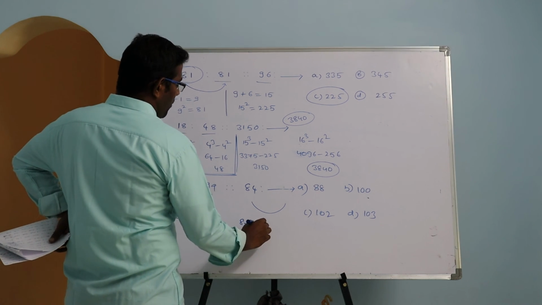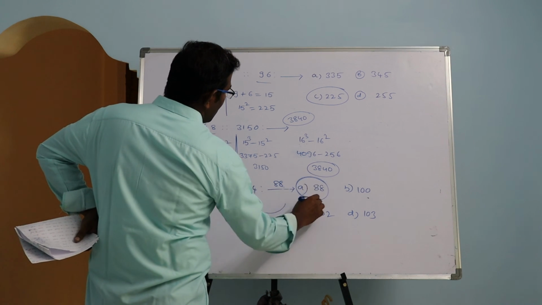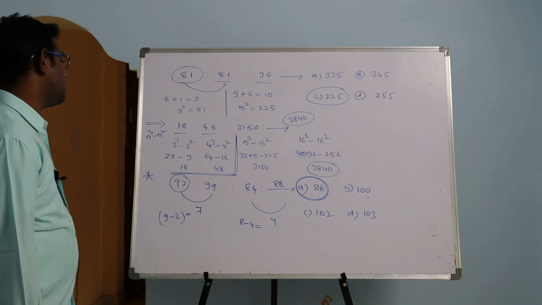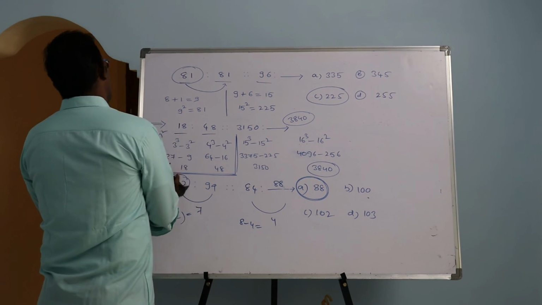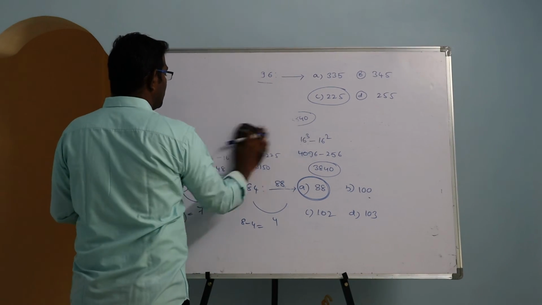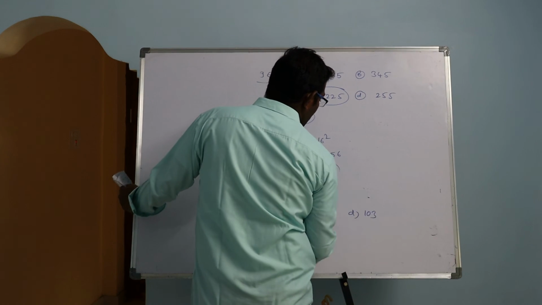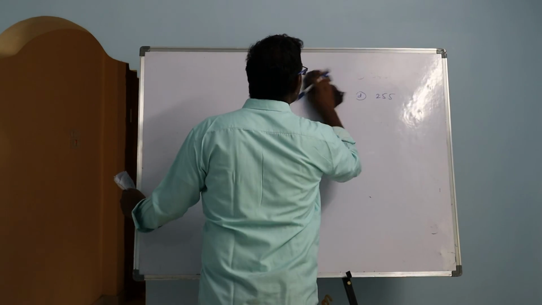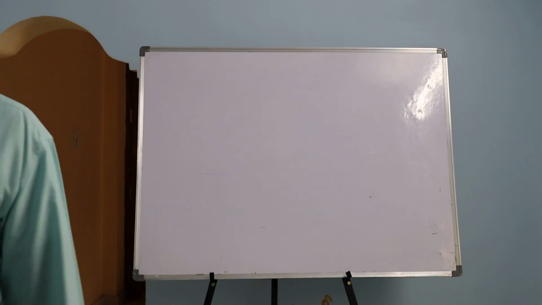8 minus 4 means 4. 84 plus 4, how much? 88. 88 belongs to option A. Right, clear? Right, sir. 88 belongs to option A.